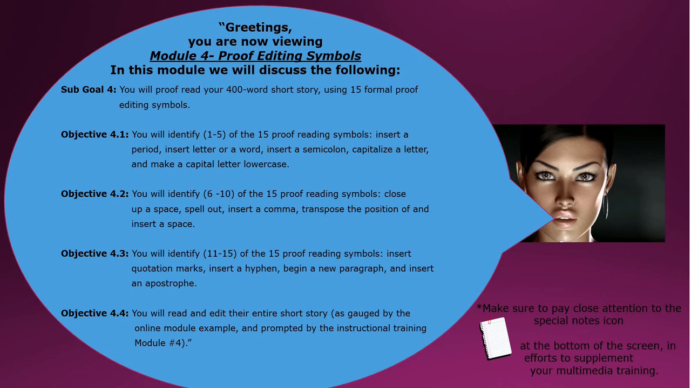Objective 4.3. You will identify 11 through 15 of the 15 proofreading symbols: insert quotation marks, insert a hyphen, begin a new paragraph, and insert an apostrophe. Objective 4.4. You will read and edit your entire short story, as gauged by the online module and prompted by the instructional training module number 4. Make sure to pay close attention to the special notes icon at the bottom of the screen in efforts to supplement your multimedia training.